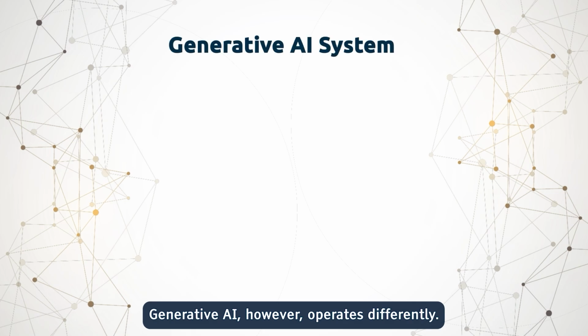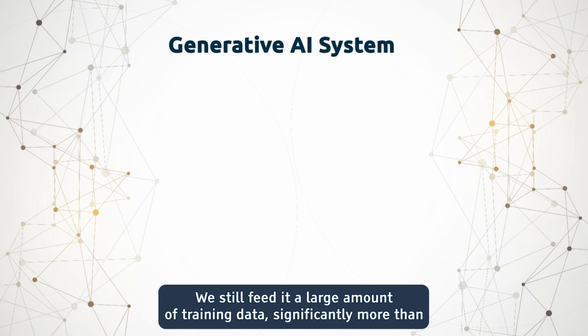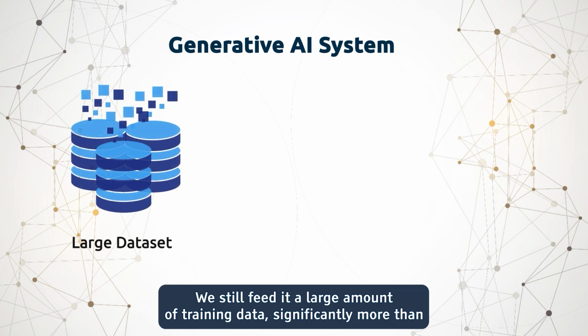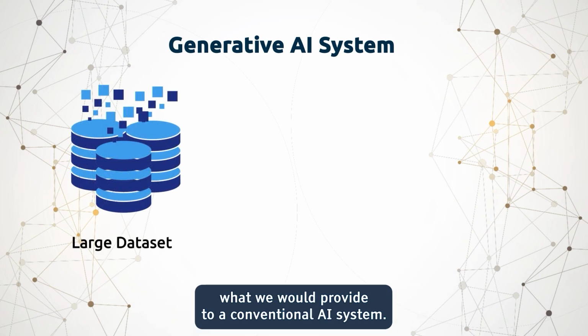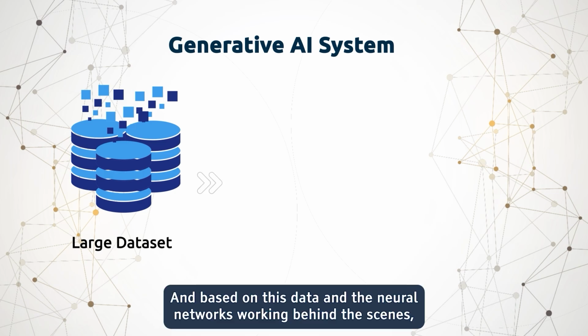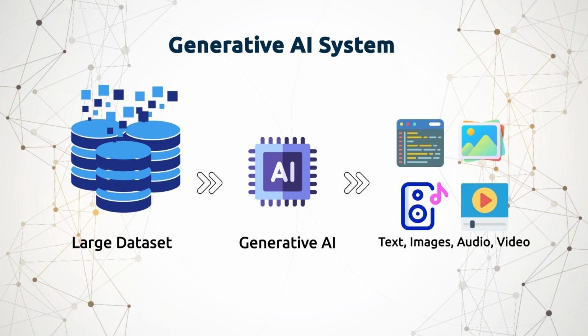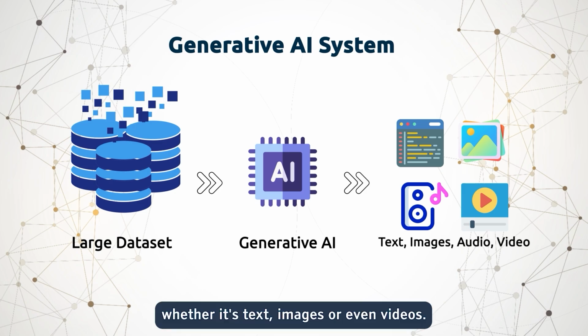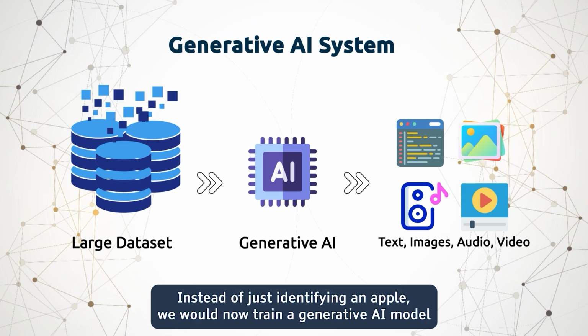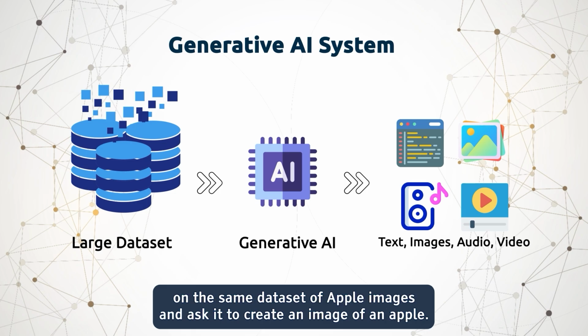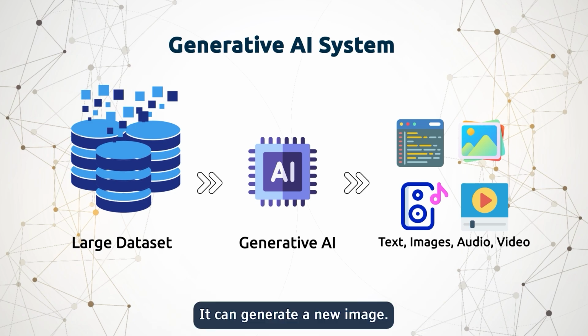Generative AI, however, operates differently. We still feed it a large amount of training data, significantly more than what we would provide to a conventional AI system. And based on this data and the neural networks working behind the scenes, it can generate entirely new content, whether it's text, images, or even videos. Taking the same example from before, instead of just identifying an apple, we would now train a generative AI model on the same dataset of apple images and ask it to create an image of an apple. It can generate a new image.